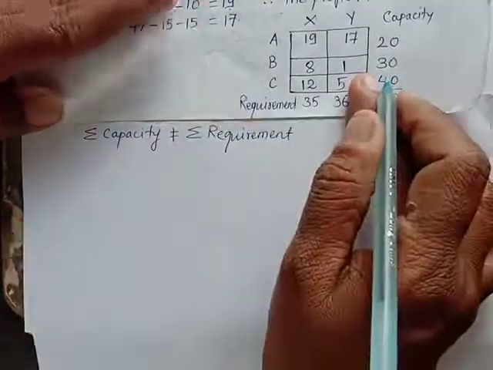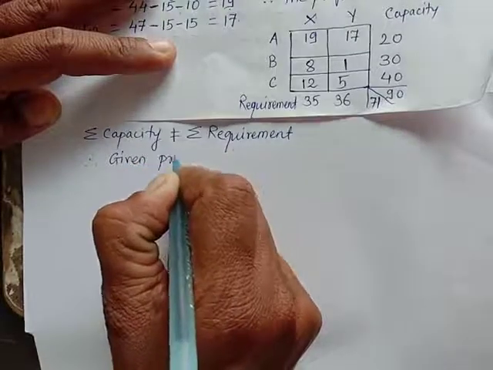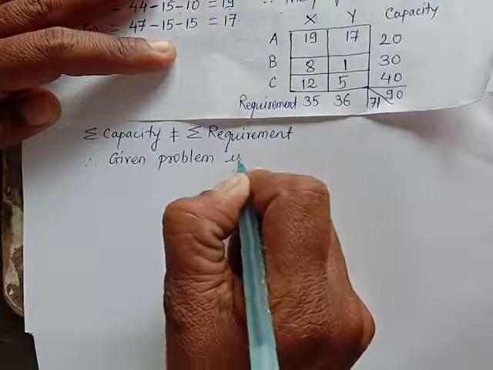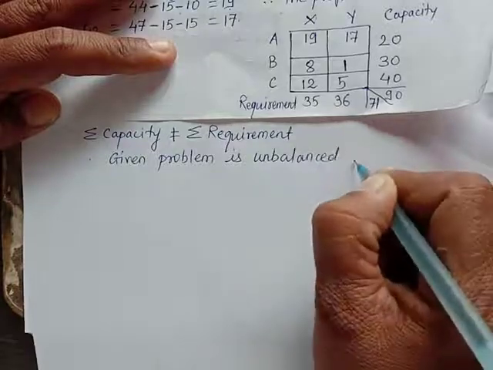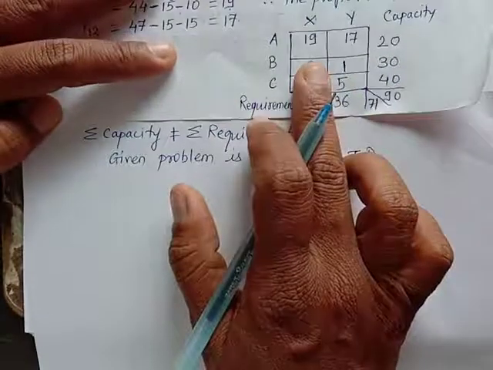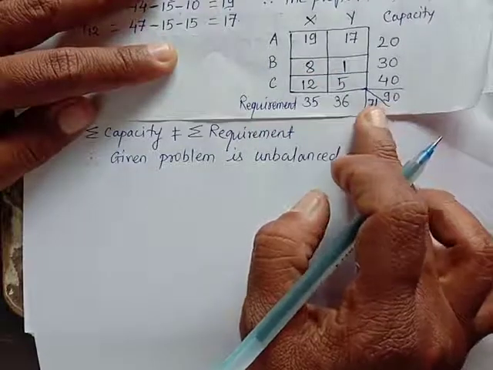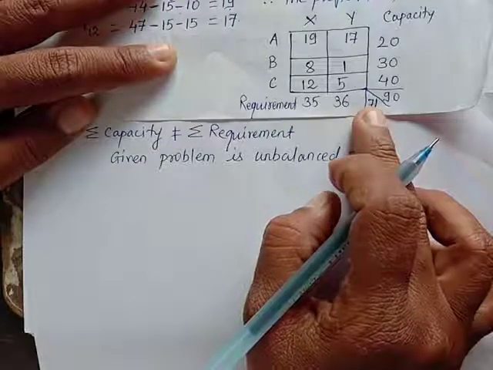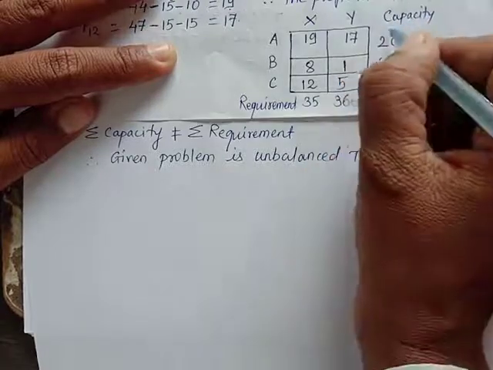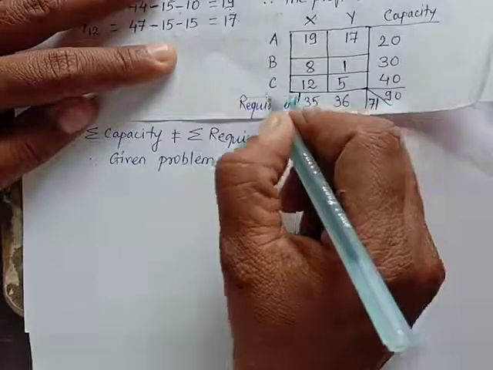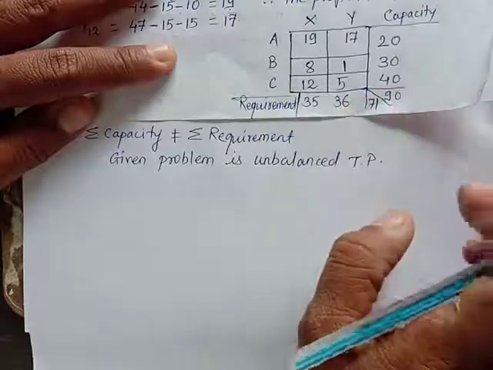Therefore, given problem is unbalanced TP. Okay, this will be an unbalanced TP because of this difference. Now, how much is this difference? This one requirement is less than capacity by 19 here. So here we can add a dummy destination having a requirement 19.